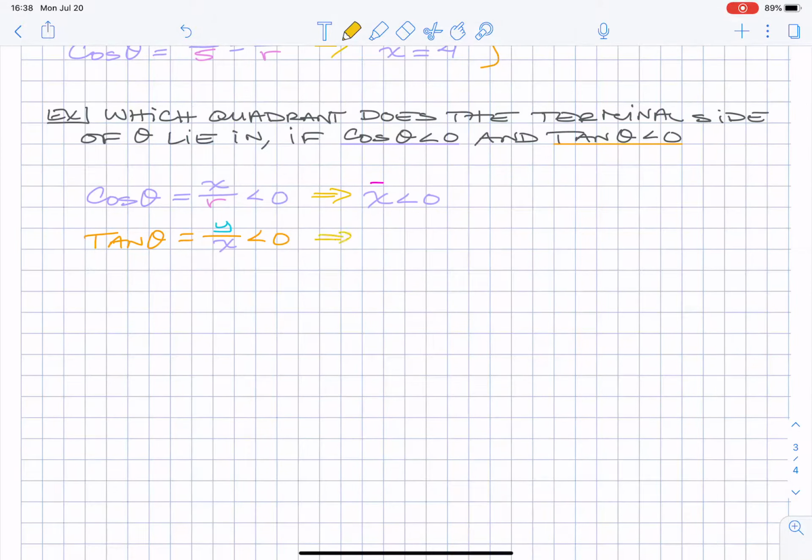The radius always being positive, I don't need to consider it. Okay, so the way people like to give this acronyms is that all trigonometric functions are positive in quadrant 1. Then we have sine is positive in quadrant 2. Then, do you agree that negative divided by negative is a positive? So tangent is positive in quadrant 3. And last but not least, the only guy positive in quadrant 4 is cosine.